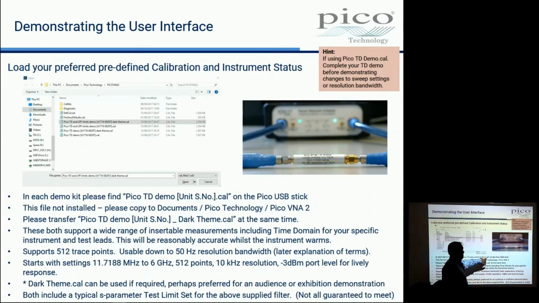It's a .cal file and it's on the Pico USB stick. This file is not installed. Please copy it to Documents, Pico Technology, PicoVNA 2. So you've installed the software and that folder will have been created. Please transfer the file. There is another one as well called darktheme.cal. Transfer those both at the same time, and then those are now going to be permanently available for you to load at any time. If a demo's gone wrong, you'll get back to a known working state. Yeah?